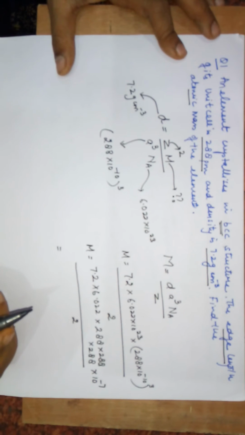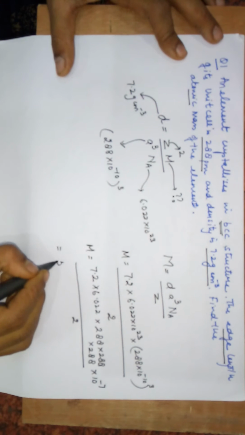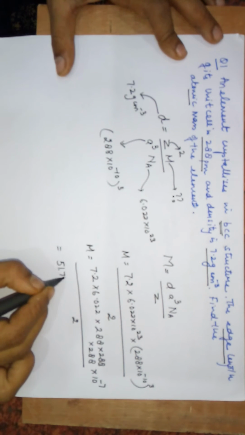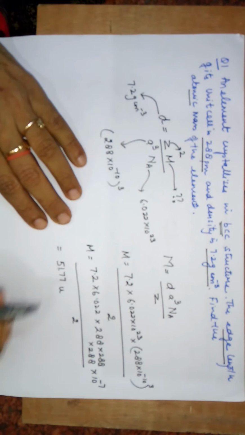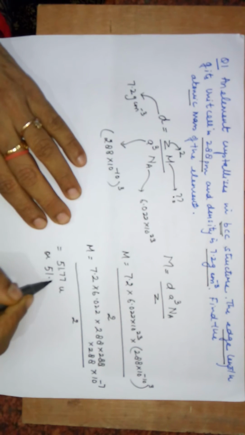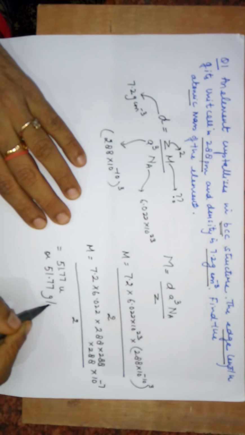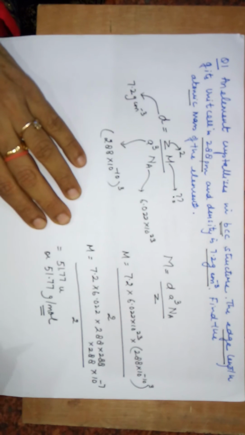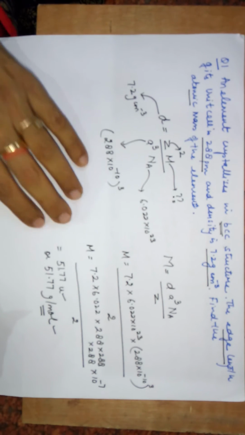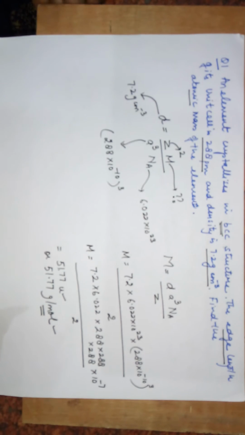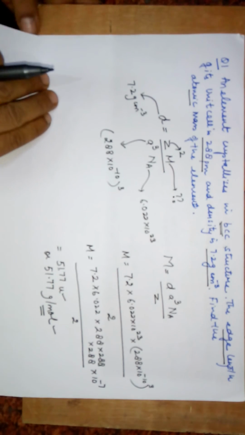On calculation, you would end up with an answer which comes out to be 51.77. Now, either you report it as u, the unified mass, or the same answer can be reported as grams per mole. Don't forget, if the units are incorrect, you lose your marks. So either it has to be unified mass or it has to be grams per mole. I'll take the concept a little further with a second numerical.